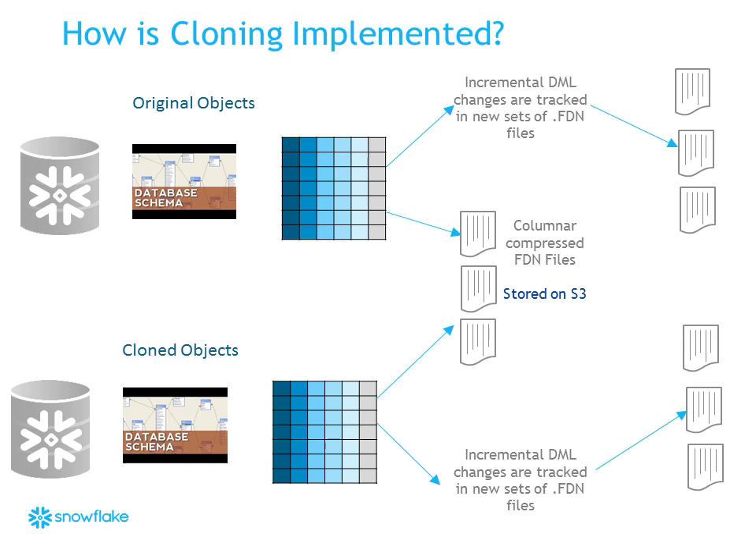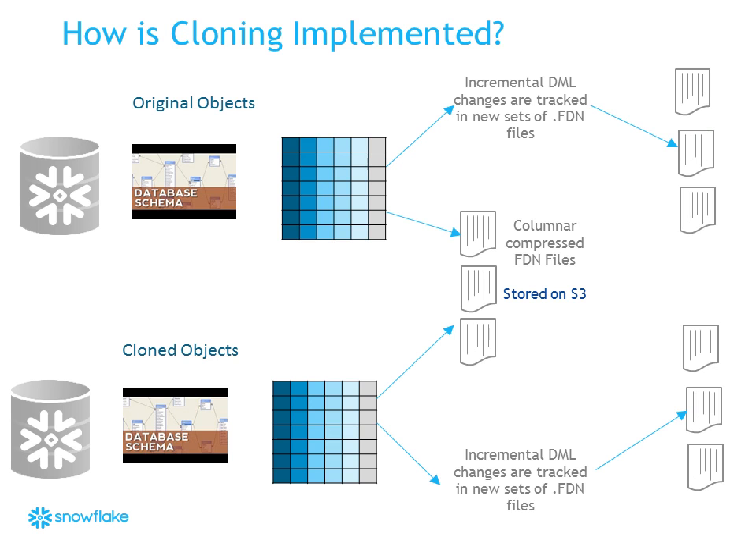And our picture here shows how an original table at the top of this diagram, these different shades of blue, is a table, an original table that is made up of a series of these FDN files that are stored in S3, as I mentioned earlier.